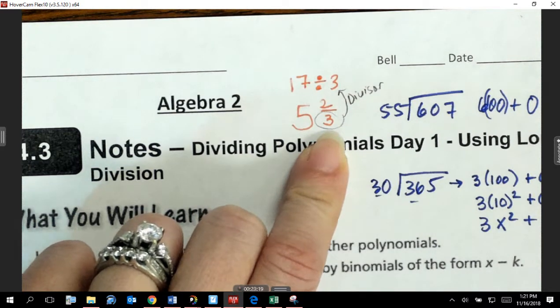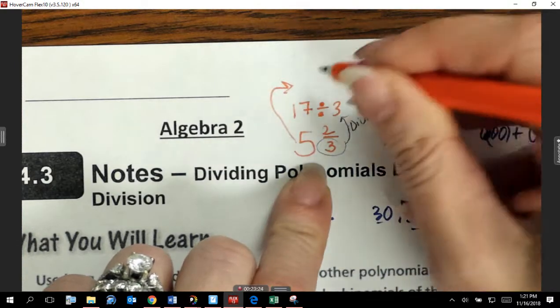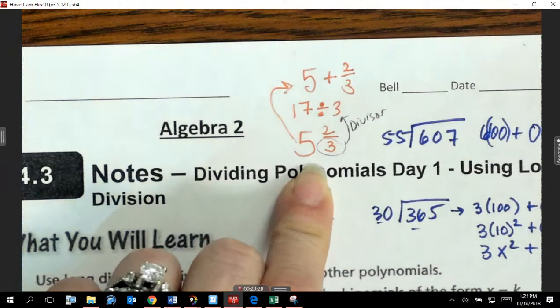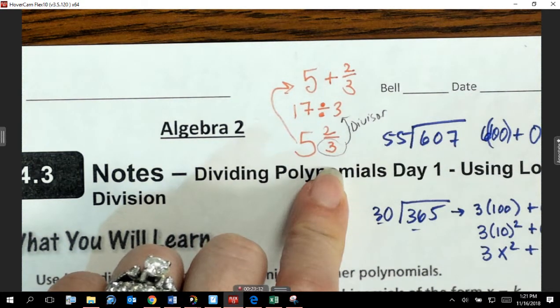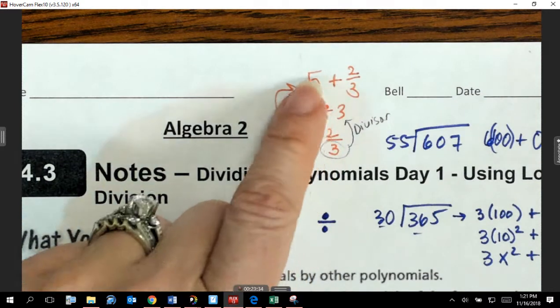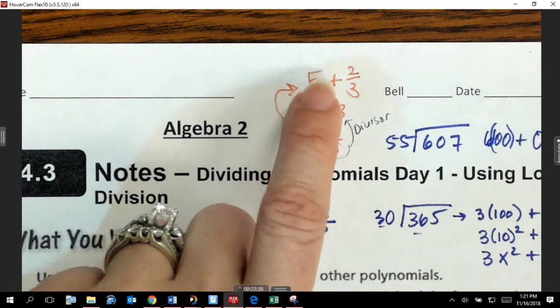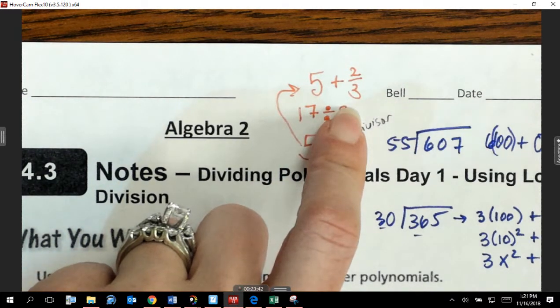So I'm here to remind you that 5 2/3 is the exact same thing as 5 plus 2/3 more. 5 2/3 means 5 plus 2/3. So we're going to write our polynomial like this. Our remainder is going to go adding the remainder over the divisor. That's how we're going to write our polynomial.